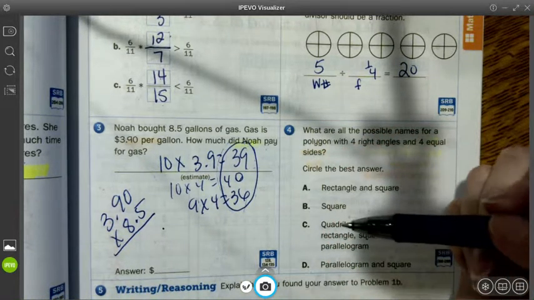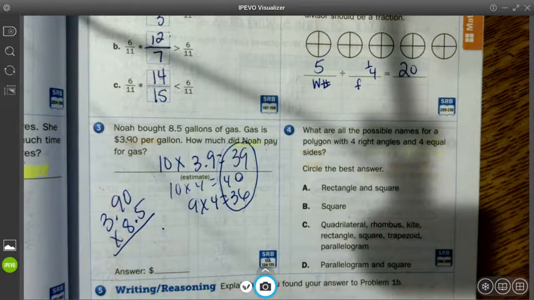So go ahead and pause the video and see if you can do that multiplication and figure out where to put that decimal.